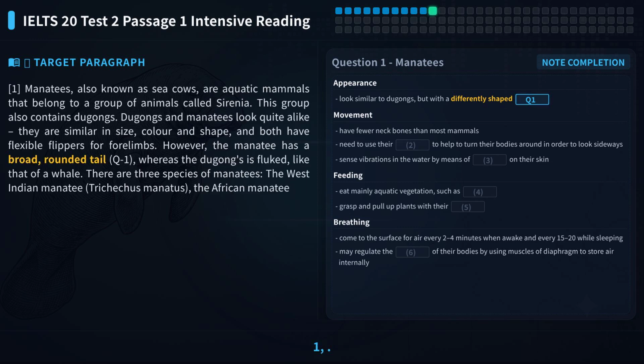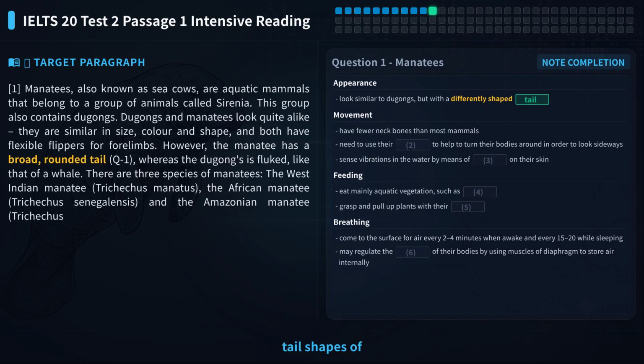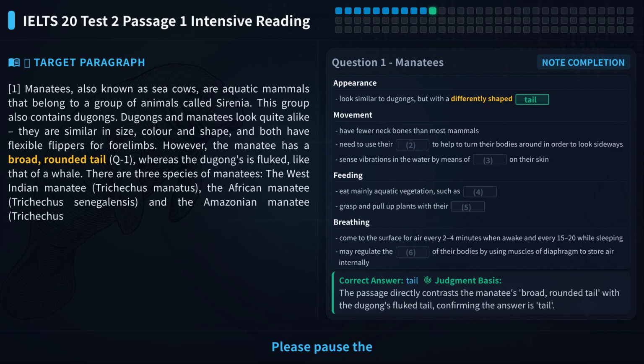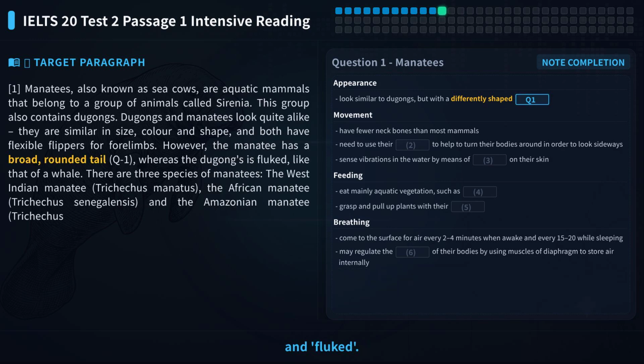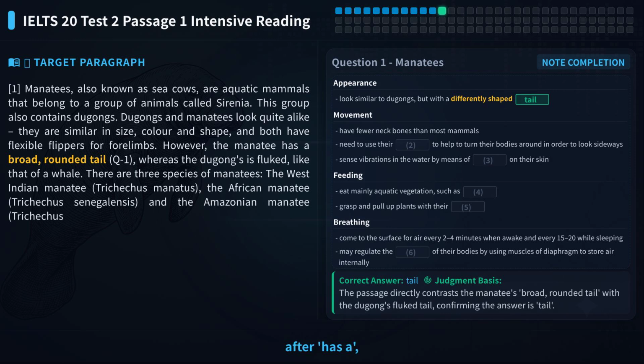Let's look at question 1. It compares the tail shapes of manatees and dugongs. Please pause the video and find the answer in the text. The clue words are broad, rounded and fluked. The blank comes after "has a", so the answer should be a singular noun.